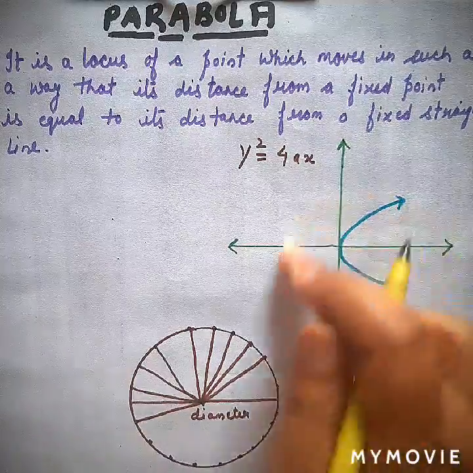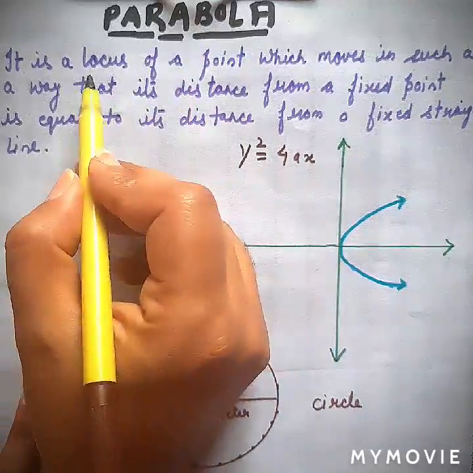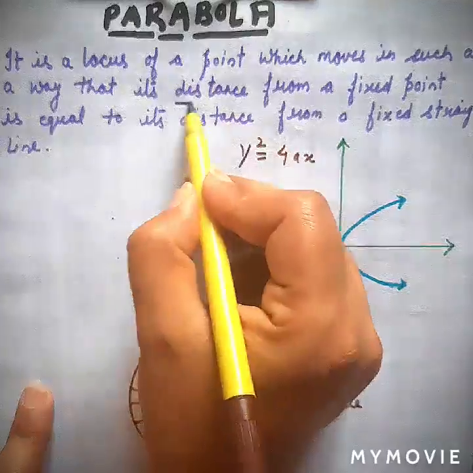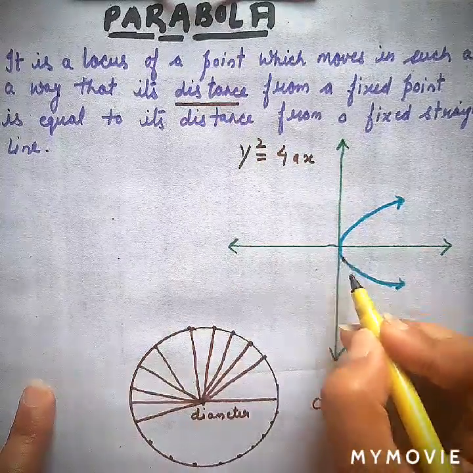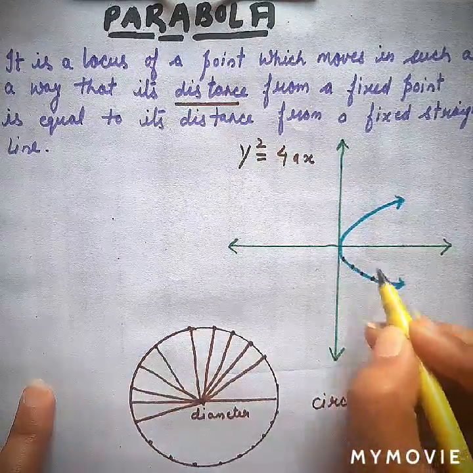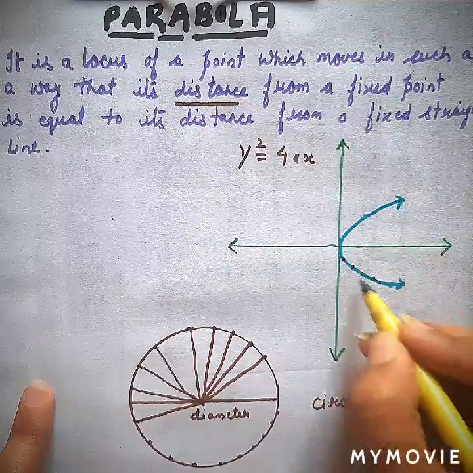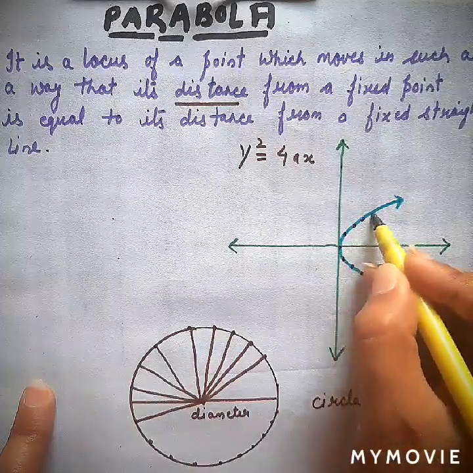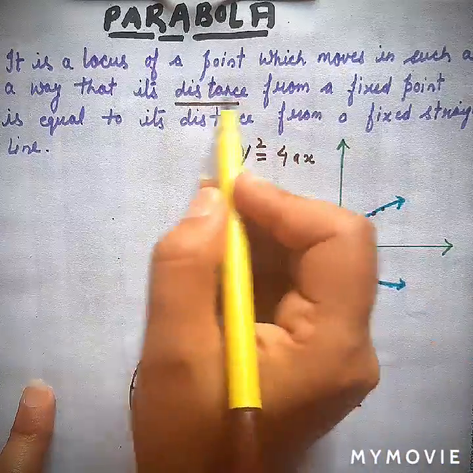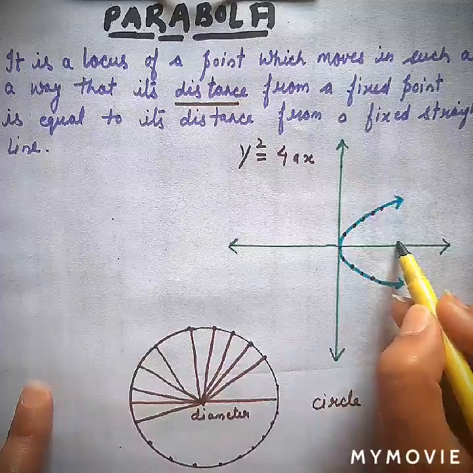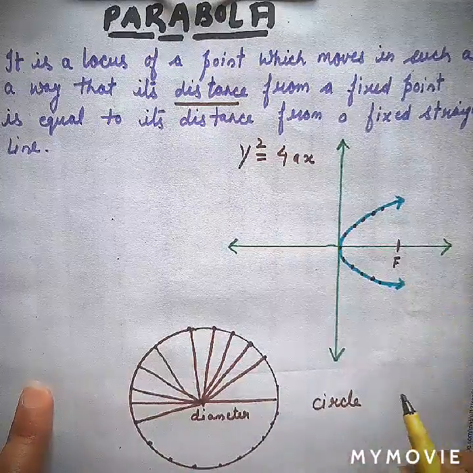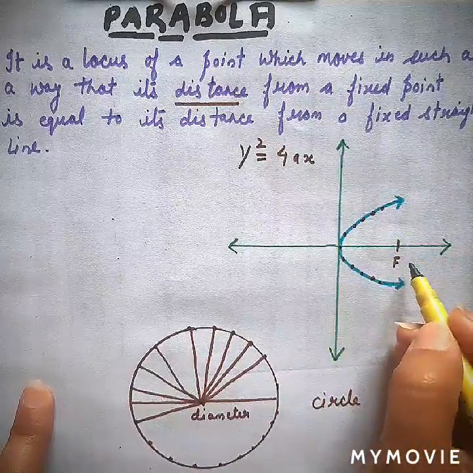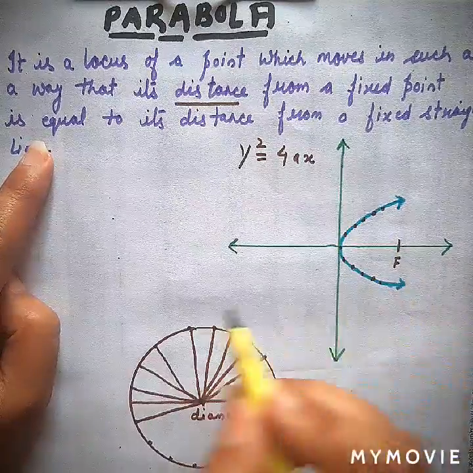In the same way, a parabola is a locus of a point, or we can say a collection of points which move in such a way that the distance from a fixed point is equal to the distance from a fixed straight line. Which fixed point? This is the fixed point which we call the focus.